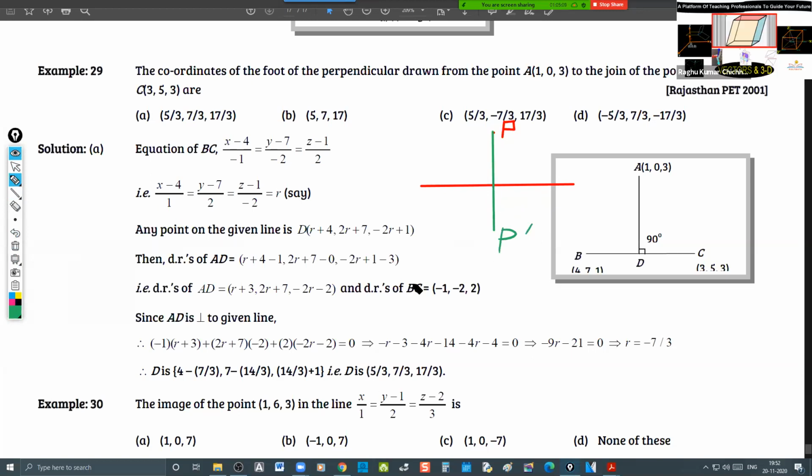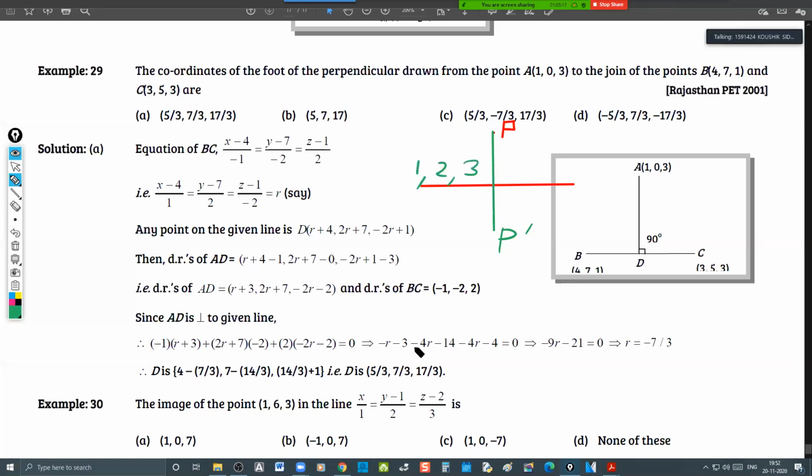Now, Kaushik, this line is given. What are the DRs of this line? It is easy. 1, 2, 3 are the DRs of this line. Correct? Sir, 1, 2, 3. And what is the point given? 1, 6, 3. Yes, sir.